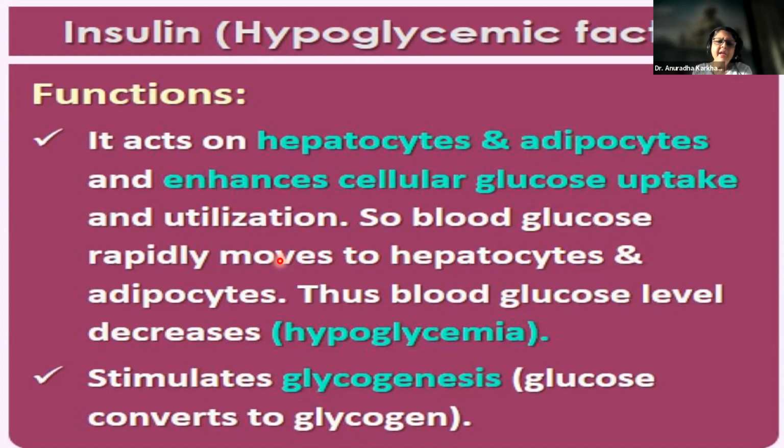So blood glucose rapidly moves to the hepatocytes and adipocytes. So hepatocytes में जाएगा या adipocytes में जाएगा तो मे बी वो ATP में कन्वर्ट नहीं होगा, मे बी वो वहां पर स्टोर हो जाएगा. Okay, thus blood glucose level will decrease, leading to hypoglycemia. Hypo means low amount of, glycemia means sugar content. It stimulates glycogenesis, means formation of glycogen from glucose. So insulin and glucagon are exactly opposite of each other, correct? So they maintain homeostasis of our glucose metabolism.